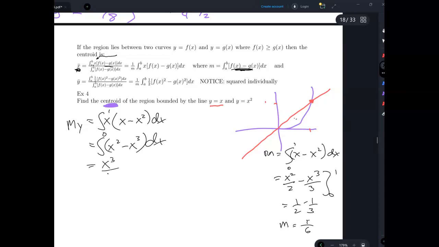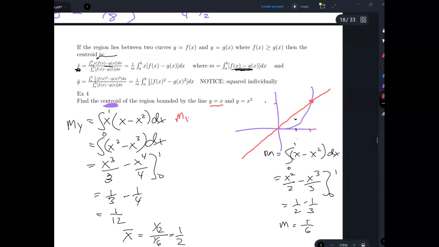So I get x cubed over 3 minus x to the 4th over 4. So I get 1/3 minus 1/4. So I get 1/12. All right, so that means my x bar will be 1/12 divided by 1/6. So that gives me 1/2 because I multiply by the reciprocal. So that's x bar. Oh, that makes sense, right? So that means I'd go halfway out here, and that would be there.